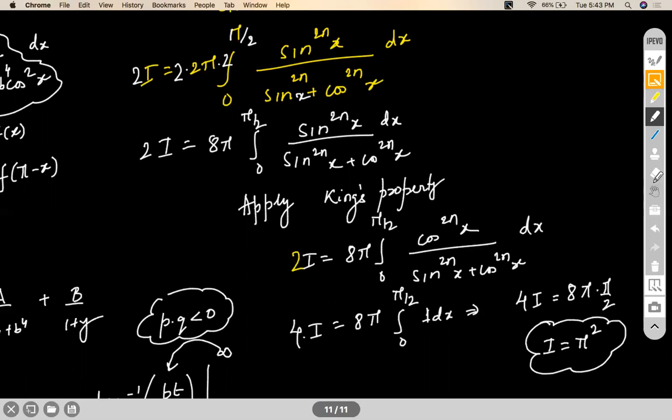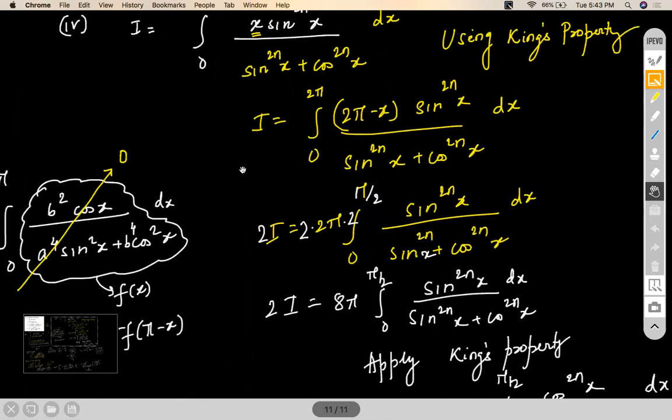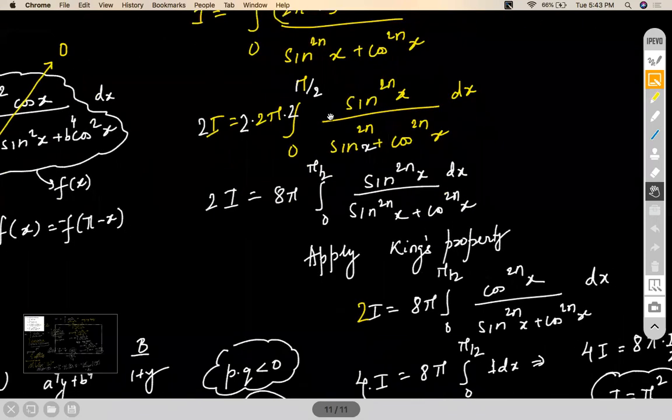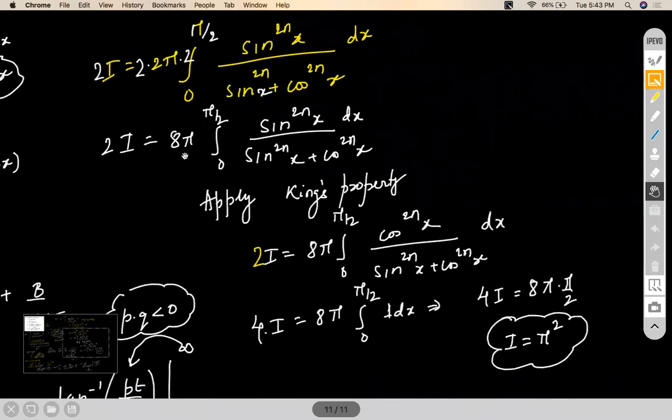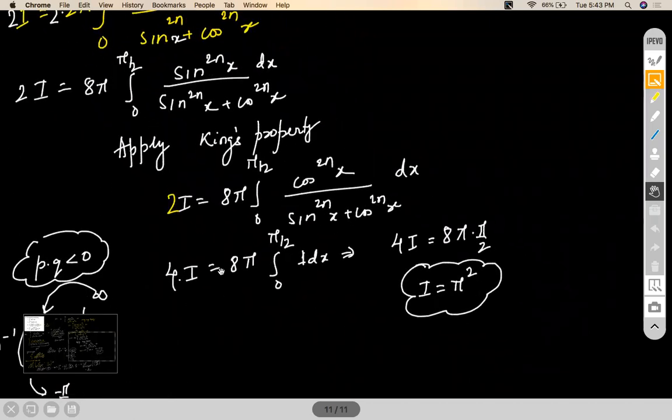Is that fine? Remember, when you were applying King's property, we added these two. So I got a 2I over here, and then I started halving the limit. Now 2I is this, again King's property on 2I will give me 2I again. So 2I, 2I, 4I. And this will add up to give you a 1. So 8 pi, 0 to pi by 2, 1. And this is 4I, giving you I as pi square.